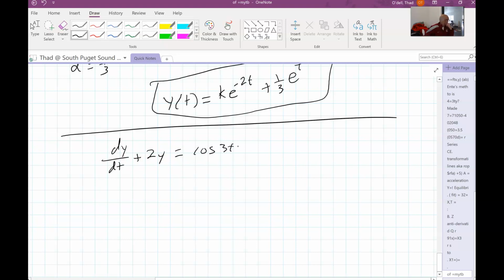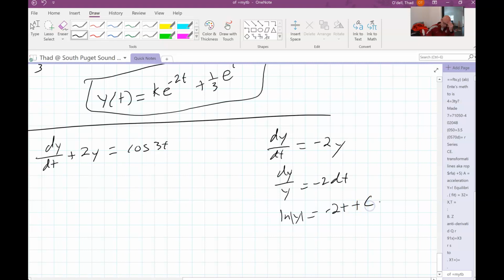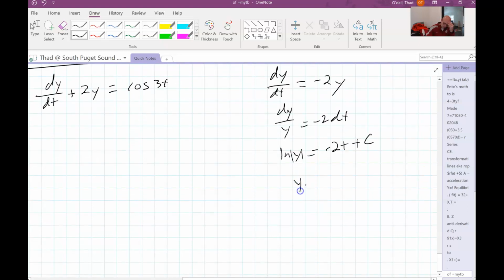Okay, first of all, we want to come up with the solution for the homogeneous part. So we just want to find the solution for dy dt equals negative 2y; we move the 2y to the other side. So we end up with dy over y equal to negative 2 dt, which means the natural log of y is equal to negative 2t plus c, and that gives me y is equal to k times e to the negative 2t. Looks familiar.